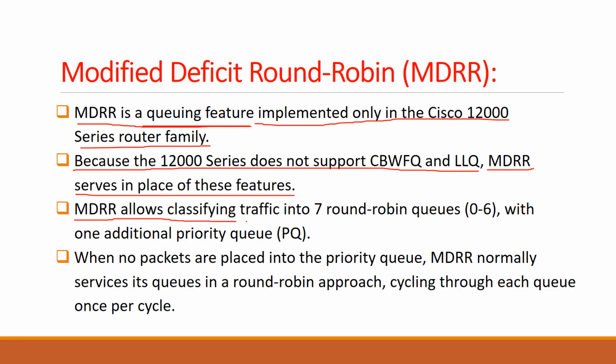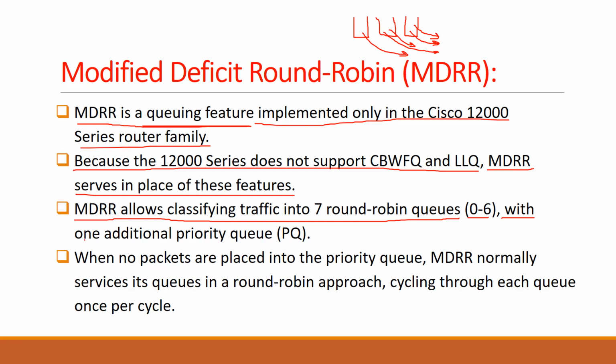Mdrr allows classifying traffic into 7 round-robin queues from 0 to 6. And what does round-robin mean? It means if you have a queue here, and another queue here, and another queue here, a packet will be served from this queue, then a packet from this queue, then a packet from this queue, then go back to this queue, and so on. This is round-robin.